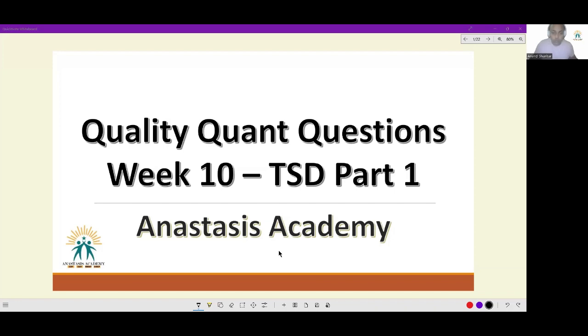Let's look at quality quant questions for week 10. We will be doing TSD part 1. There will be more TSD parts coming in because it is a very difficult topic that gets tested in CAT in multiple ways. In this week, we'll be doing simple things: no circular motion, no escalators, no upstream, downstream movement. This is simply based on standard TSD setups. Let's get through them one after the other.